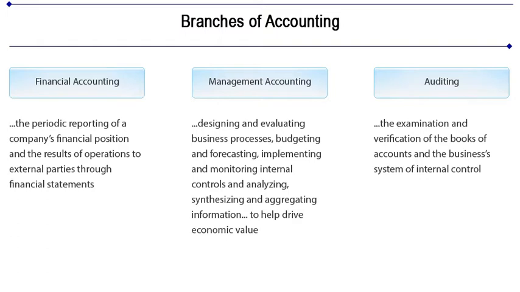Auditing. Auditing is the examination and verification of the books of accounts and the business's system of internal control. Auditing is done both internally and externally. External auditors are independent firms that inspect the accounts of an entity and render an opinion on whether its statements present fairly the financial position of the company and the results of operations. The external auditor's primary obligation is to users of financial statements outside the organization. The internal auditor's primary responsibility is to company management.